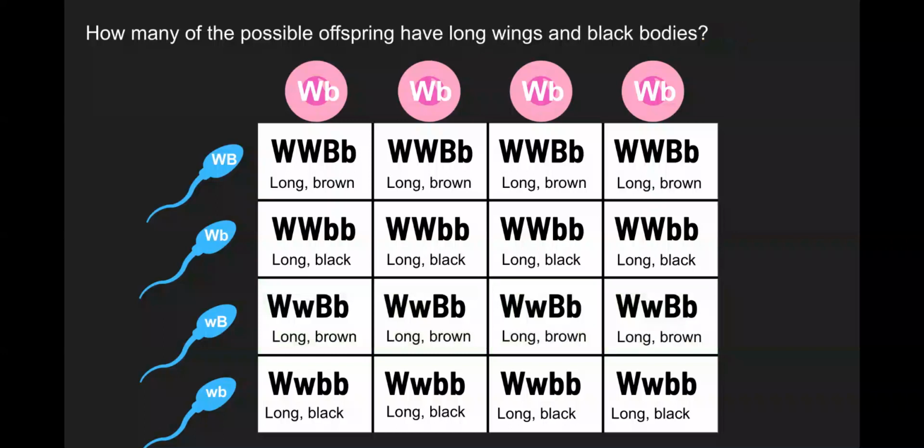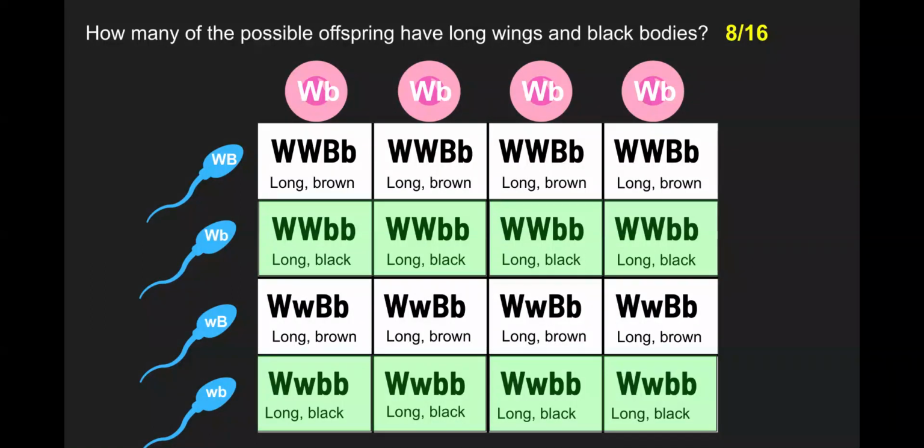Okay, here's another question that we could ask using this Punnett square. How many of the possible offspring have long wings and black bodies? I've highlighted those boxes that say long and black. There are 8 of these 16 boxes that represent offspring with long wings and a black body.